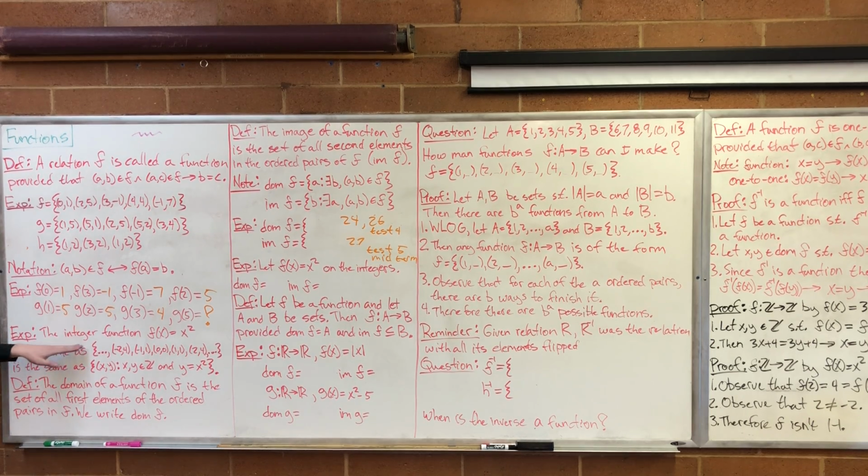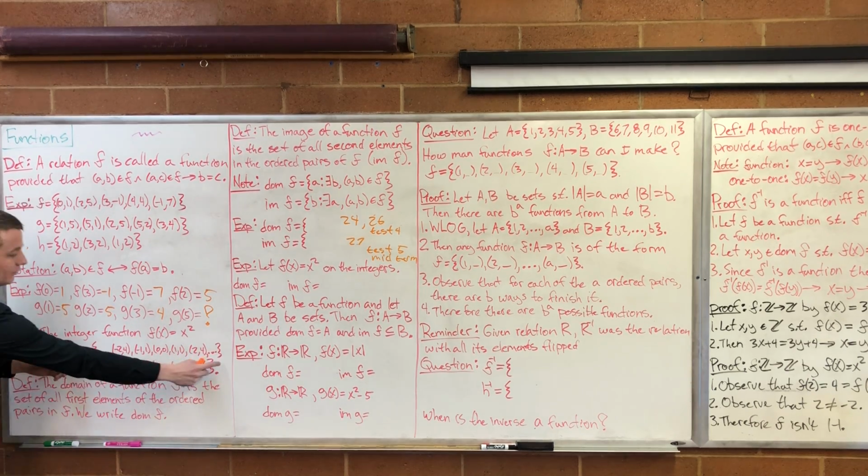Example. The integer function f of x is equal to x squared. You're used to seeing functions written this way as a shorthand for an infinite function. So this is shorthand for this set.